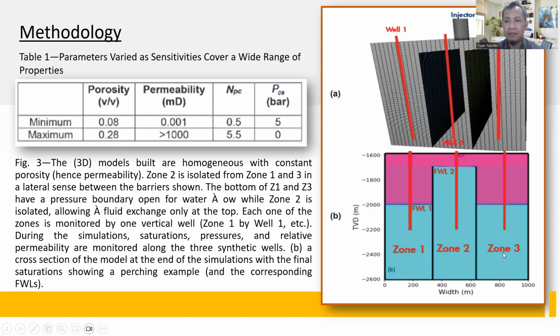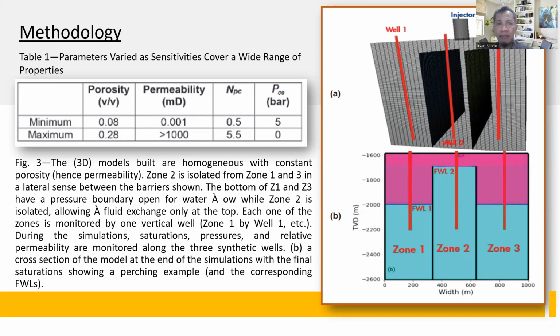The 3D model used in the study is uniform throughout with consistent porosity, which affects permeability. Zone number 2 is separated from zones number 1 and 3 by a lateral barrier and allows fluid exchange at the top. Each zone is monitored by a vertical well.